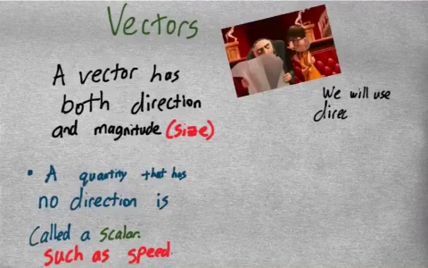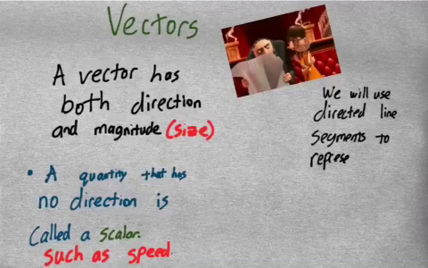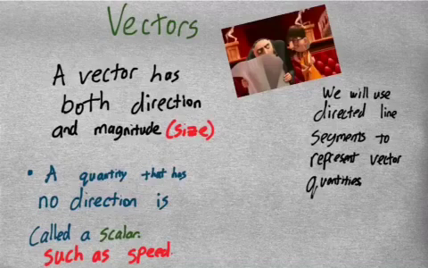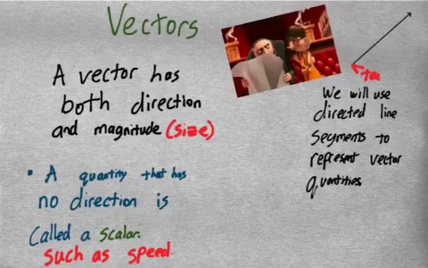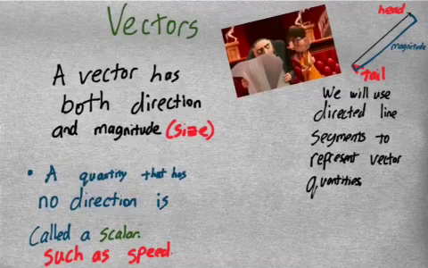Alright, we're going to use directed line segments to represent vector quantities. Seeing that as a picture, it looks just like a ray used to in geometry, and it indicates which direction it starts at. The starting point is going to be called the tail. And then the end with the arrow on it, we're going to call that the head. And then the actual length of this is called the magnitude.